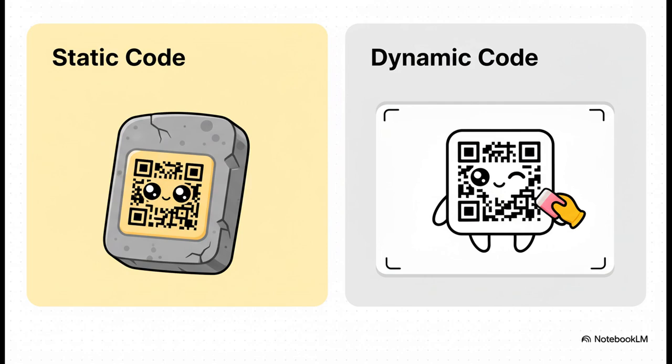Yeah, I love this analogy. A static code is like carving a message in stone. It's not changing. A dynamic code is like writing on a whiteboard. You can erase it and update it whenever you need to.